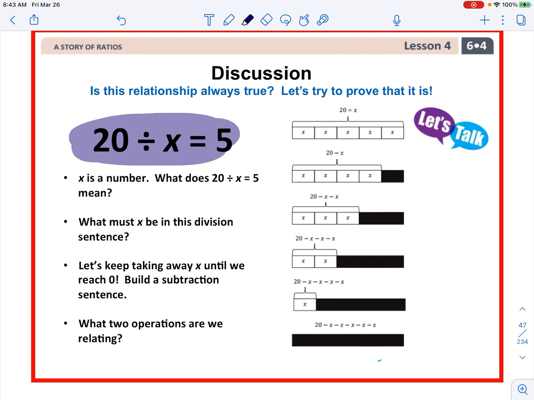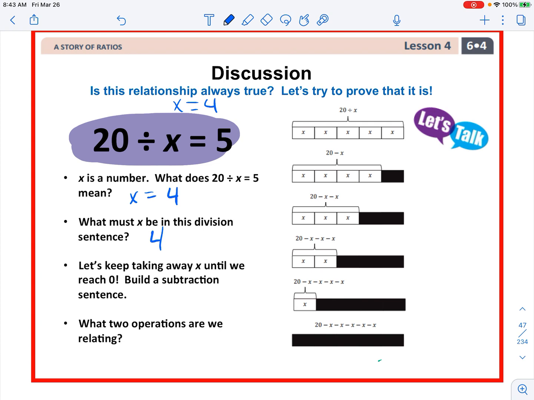What is 20 divided by something that equals 5? Well, x is going to equal 4, right? Because 20 divided by 4 equals 5. So x is a number. What does 20 divided by x equals 5 mean? That means that x is going to equal 4. Now what must x be in this division sentence? 4. Let's keep taking away x until we reach 0.